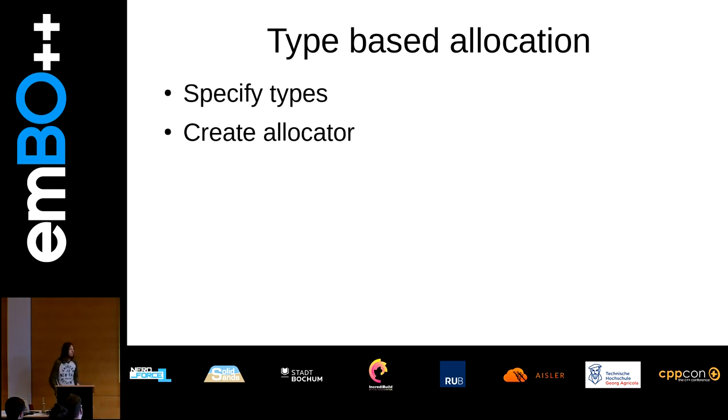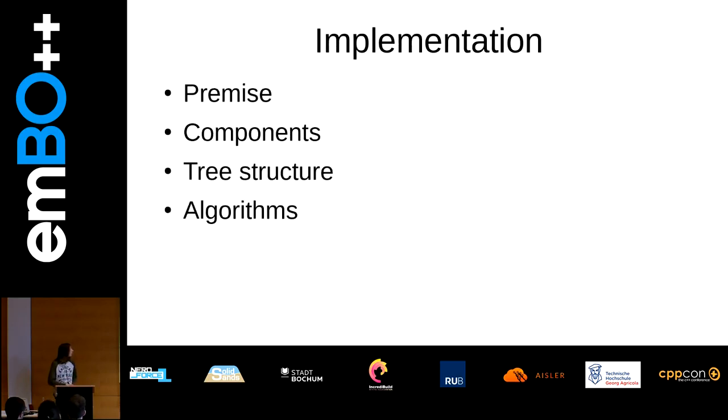So, I'm going to talk a bit about how this is implemented. First of all, how does the basic premise work? How are these types combined? What process is that? And then a bit about the different components that are used to get those combinations, about the tree structure that is made from those components and the algorithms used to combine everything into that tree structure.